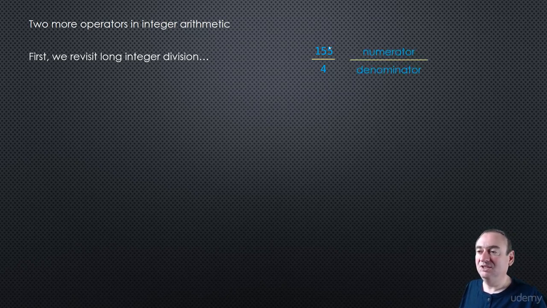Right, so first, just some terminology. This top number here is called the numerator. The bottom here is called the denominator. So we're going to take 155 divided by 4, and we're going to take that long division approach. So 4 goes into 15 3 times, so that's 12. So that leaves us with 3. Bring down the 5, we have 35.